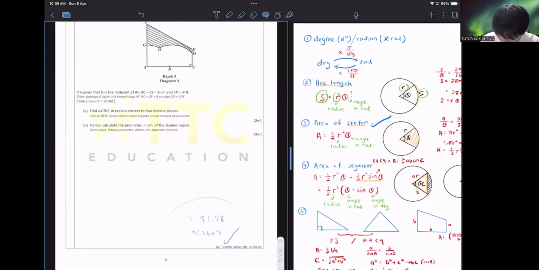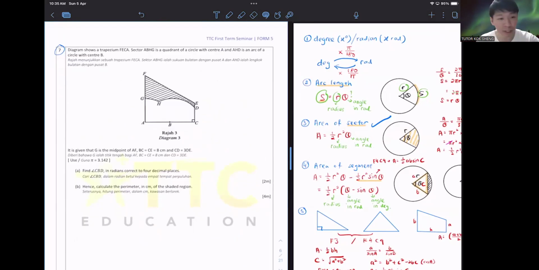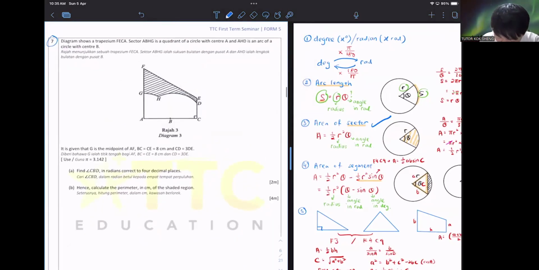Okay, step run. Only 6 marks here. 6 only, or just A and B, okay. Okay, 7. The diagram shows a trapezium.